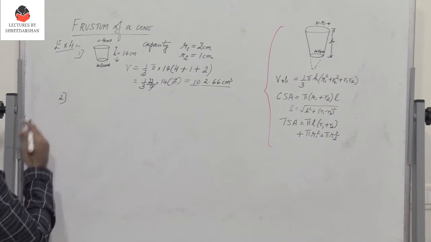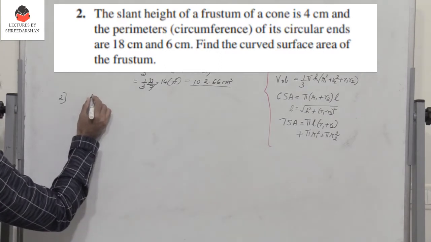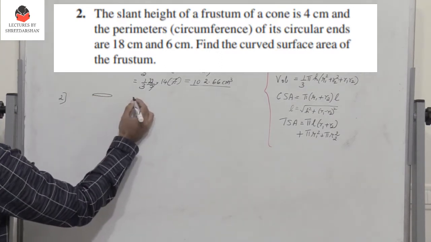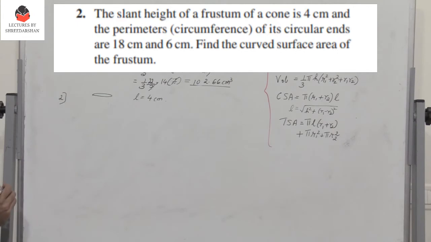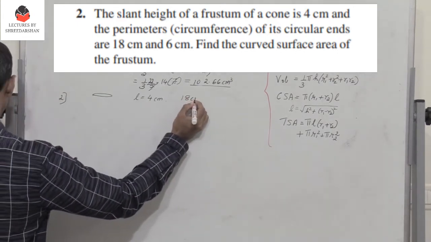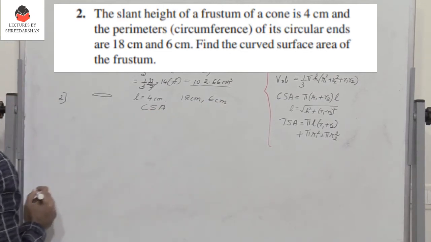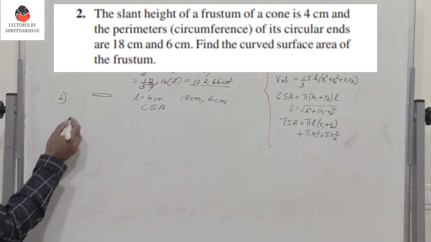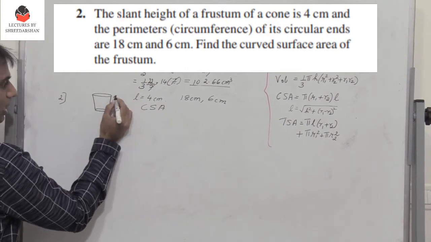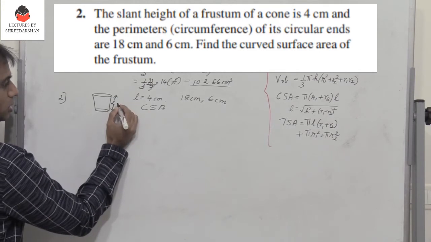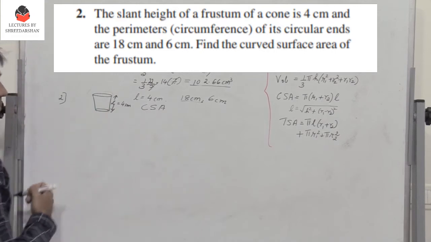The second problem states that the slant height of the frustum of a cone is 4 centimeters and the perimeter, which is the circumference of its circular ends, are 18 centimeters and 6 centimeters. Find the curved surface area of the frustum. So we have a cone here, a frustum of a cone, where the slant height L is 4 centimeters, and the perimeter has been given. So the perimeter is 18 here and the smaller perimeter is 6.